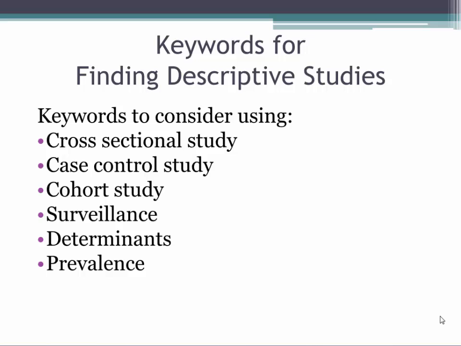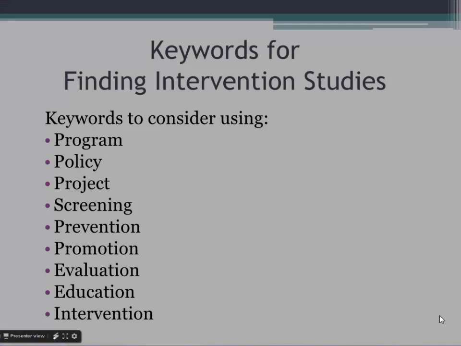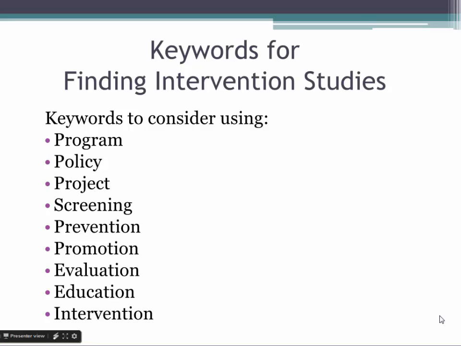So for a descriptive study, you could be looking for specific types of studies that would get at that in public health, which would include cross-sectional study, case control study, cohort, maybe even just keywords such as surveillance, determinants, or prevalence. When it comes to intervention studies, there are some other keywords that you could try using. So things like program, policy, project, screening, prevention, promotion, evaluation, education, or intervention.